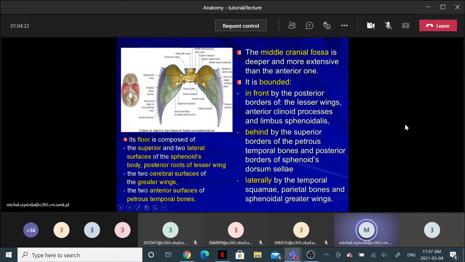So sometimes the greater wing may have 5 foramina, referring to an arcuate line from superior to inferior: foramen rotundum, foramen venosum, foramen of Bailey, and foramen spinosum.